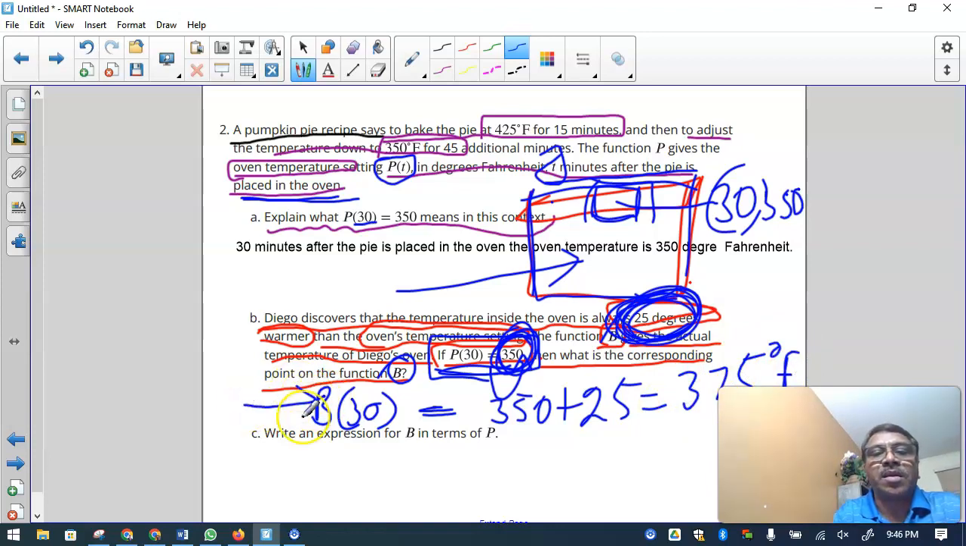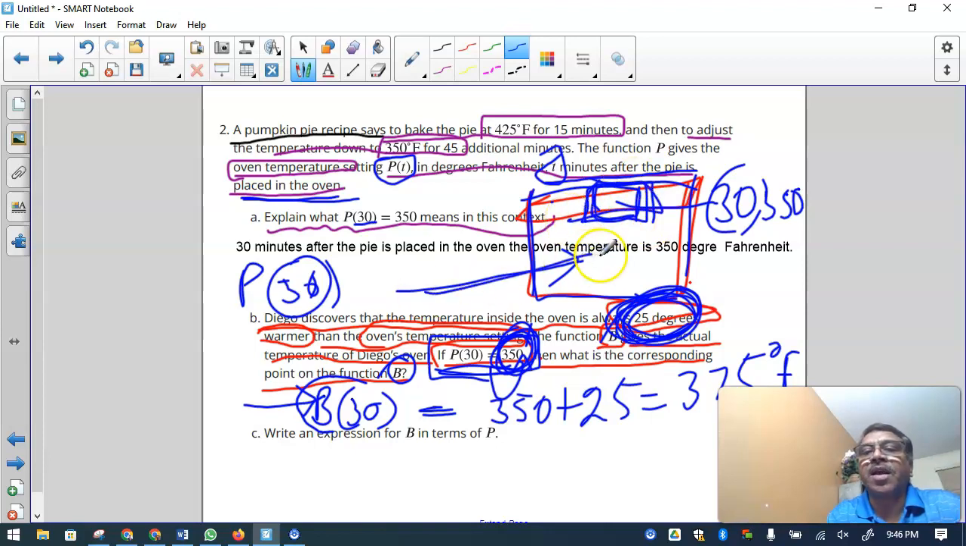So what does B of 30 stand for? It is the actual temperature of the oven. And P of 30 is what you see when you set it up. But inside is different, it's 25 degrees more. So basically the last question is how do I write this in terms of P?